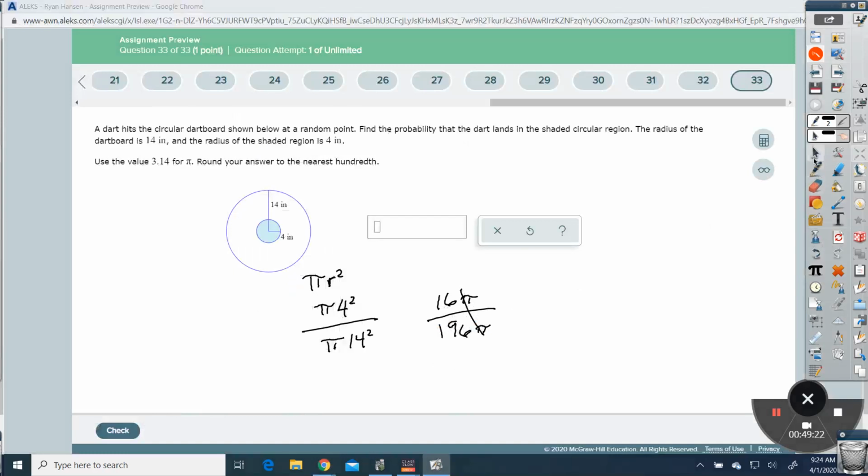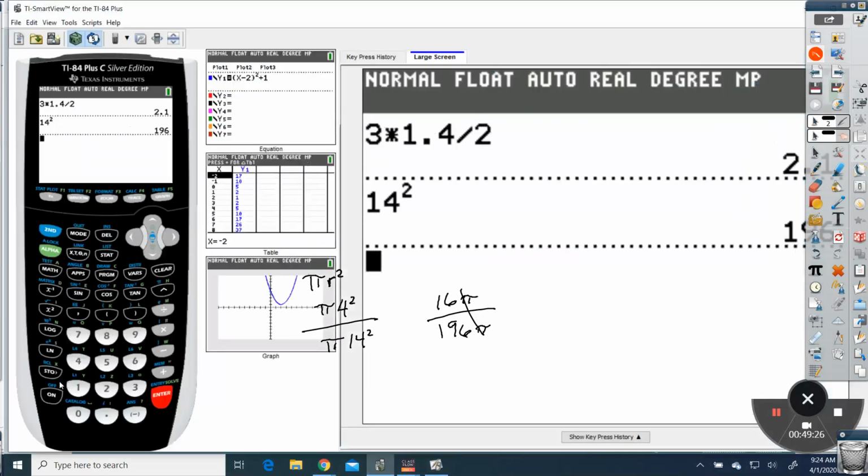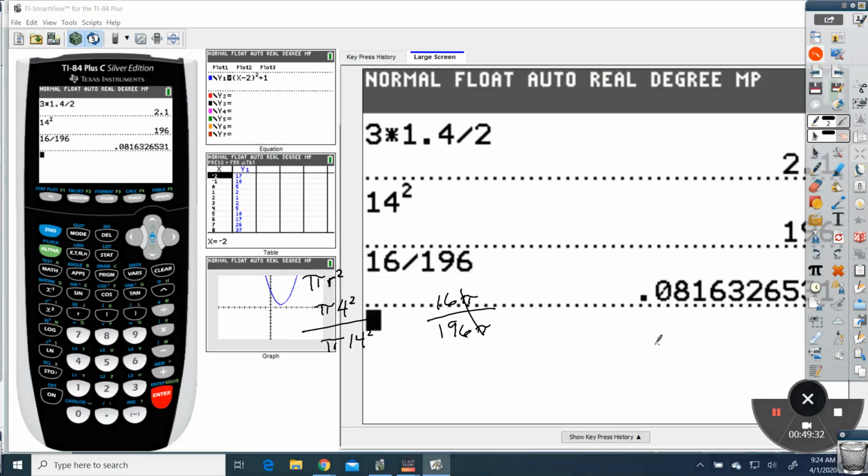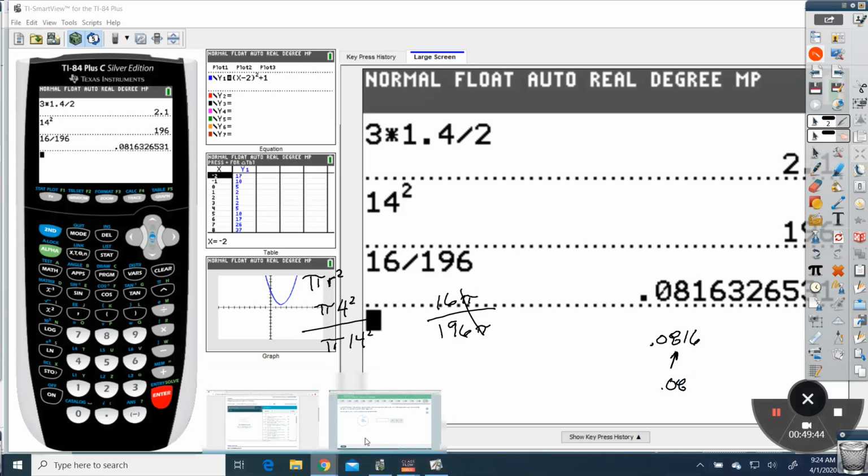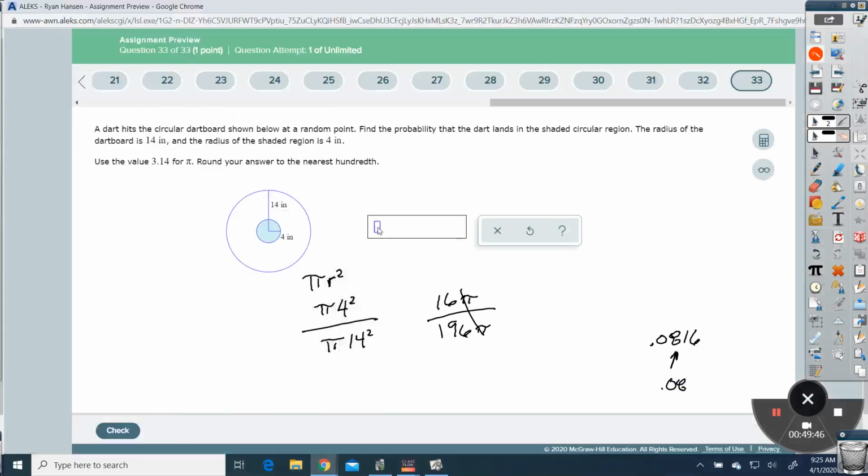So now I can go back to my calculator. It says round to the nearest hundredth. So I'm going to go 16 divided by 196. So that tells me it's 0.0816. Well, this is the hundredth, so that 1 doesn't make it go up any, so it's 0.08. So I come back, round your answer to the nearest hundredth, 0.08 would be our answer.